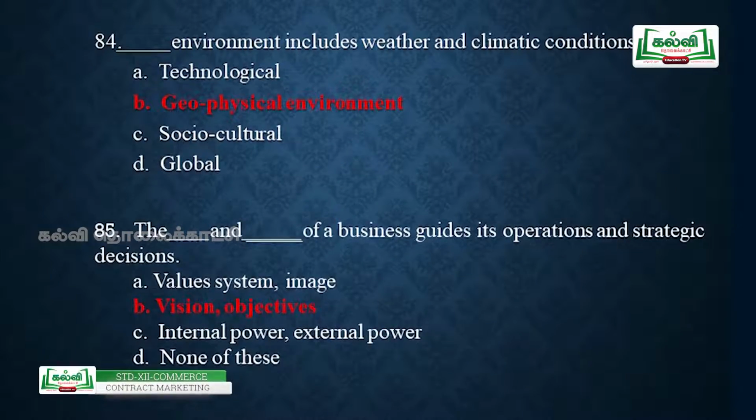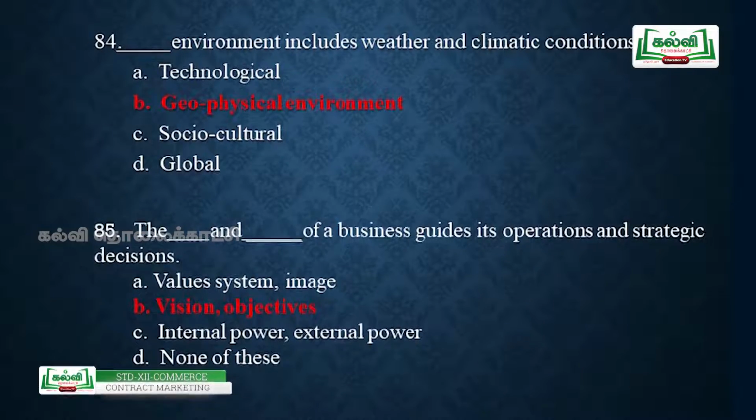Then next we pass on to 84. Dash environment includes weather and climatic conditions, technological environment, geophysical environment, socio-cultural environment, global environment. Technological environment deals with the latest technology and updates. Then socio-cultural, the country's socio-cultural activities. Then the global environment includes all the competitors, the political factors. So, the exact answer for environment is geophysical environment. Okay. Then next we pass on to question number 85.